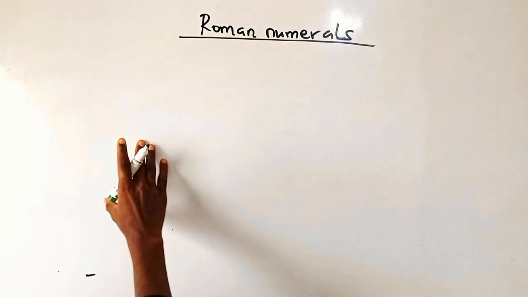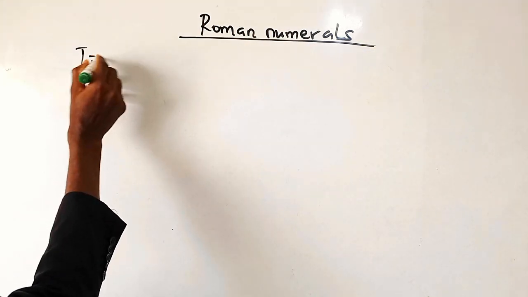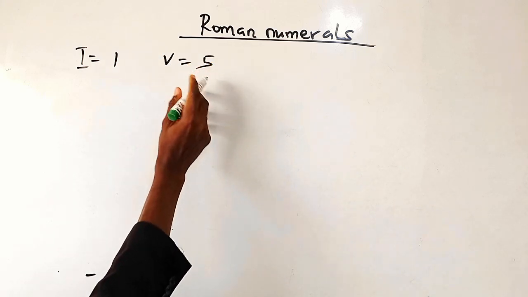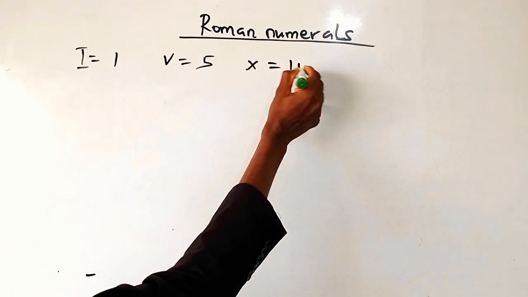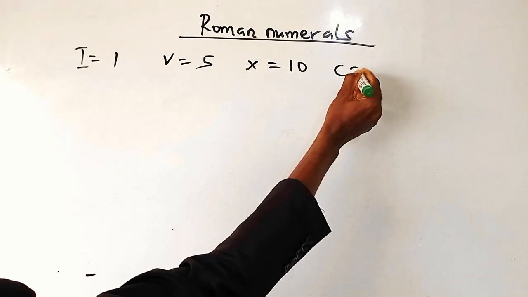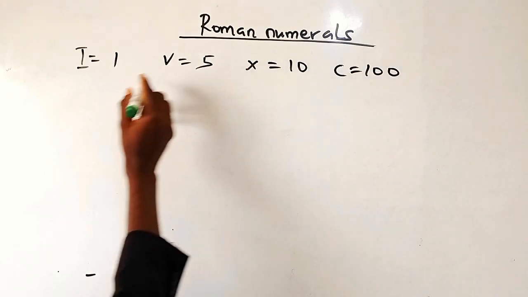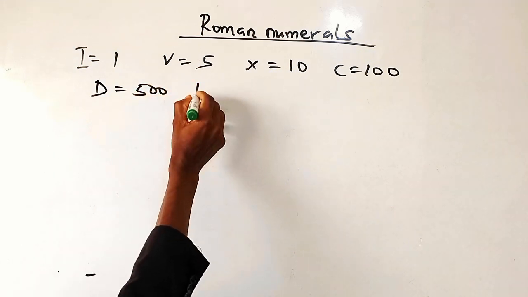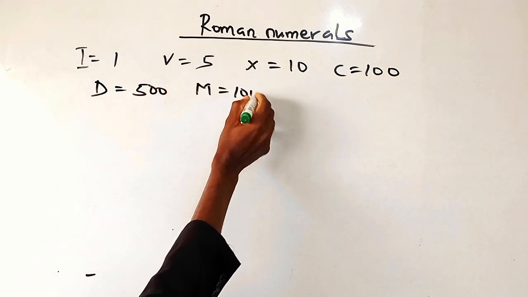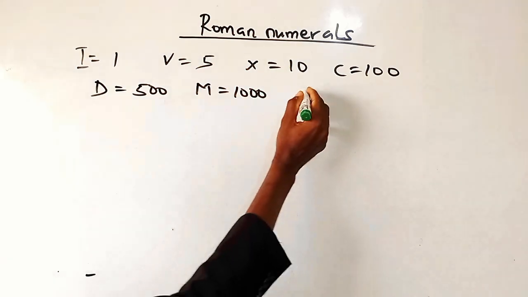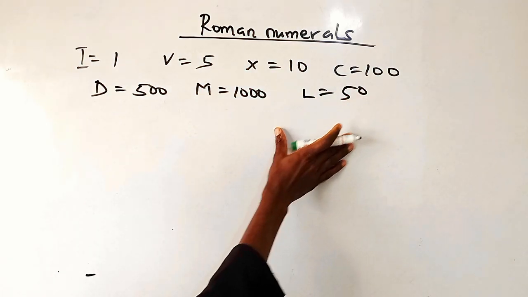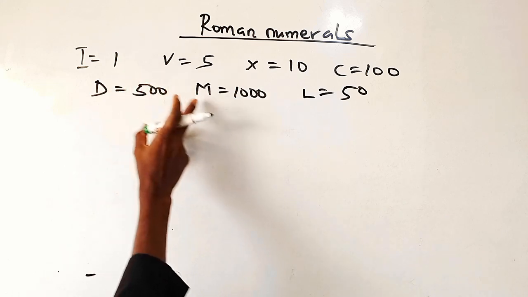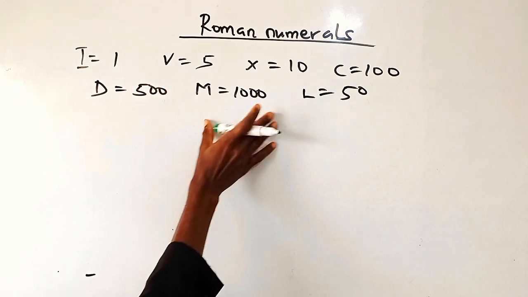Roman numerals. We have numbers like I, which represents 1, and V represents 5. We have X to represent 10. We have C to represent 100. We have D to represent 500. We have M to represent 1000. And we have L to represent 50. So these are the standard numbers in our Roman numerals.